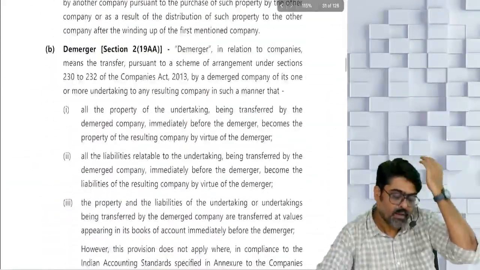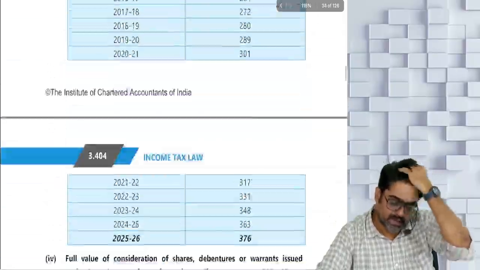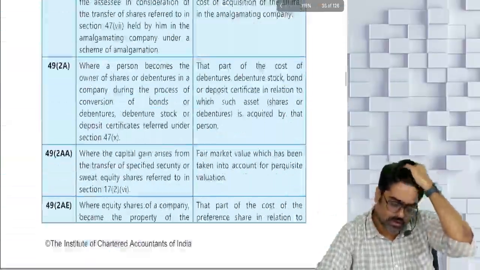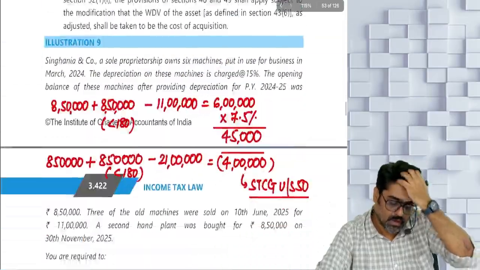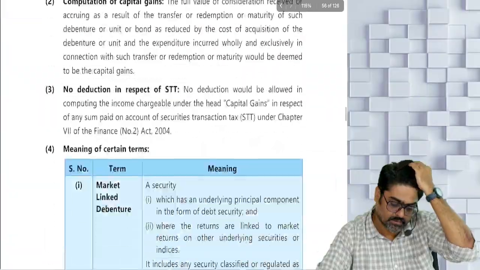And the reason we have already discussed. Okay, come to illustration number 8. 8 is done, I guess. 9th is also done. 10th is also done. 11th, not done. Come to 11th.